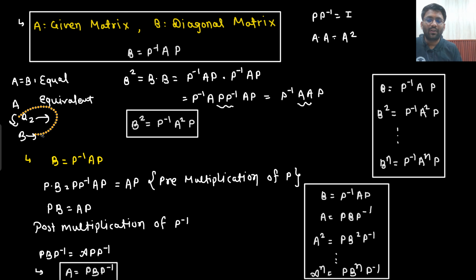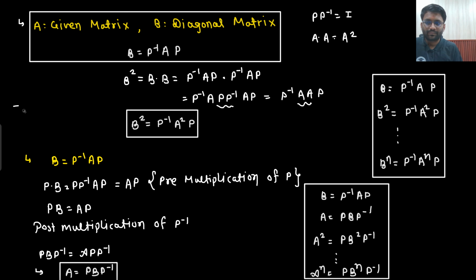And now what is the meaning of a similar matrix? Here A and B are known to be similar matrices. Okay, what are they known to be? Similar matrices. That means if A is a given matrix and B is the diagonal matrix, then A and B are known to be similar matrices.